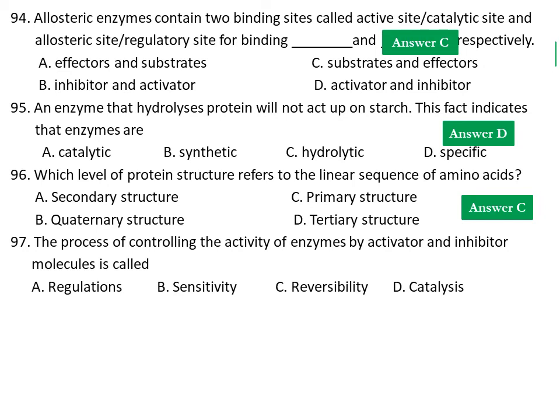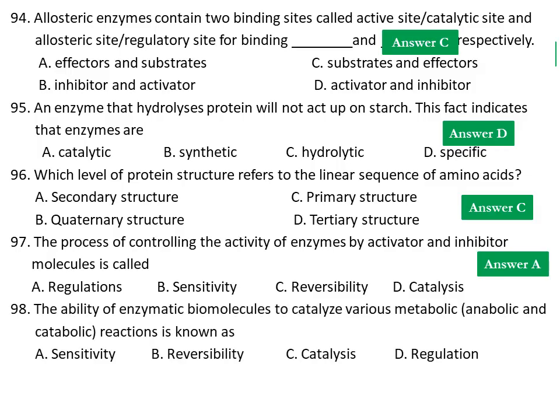Question number 97. The process of controlling the activity of an enzyme by activator and inhibitor molecules is called A. Regulation. B. Sensitivity. C. Reversibility. D. Catalysis. So the answer should be A, regulation.